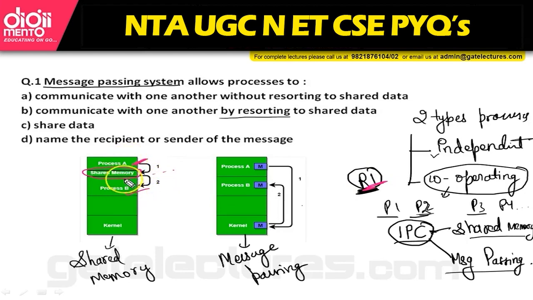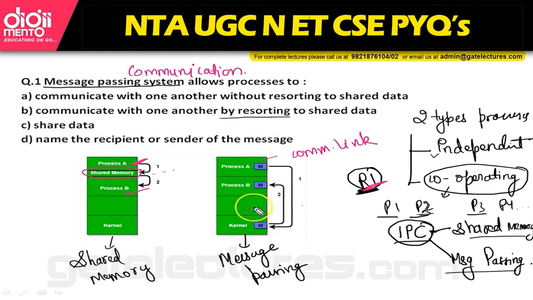So basically we are talking about the communication between the processes. That's the main key here. When processes A and B want to communicate with each other, they are using a shared memory over here, in which they dump the data which they want to share. In message passing it is totally opposite. They don't use any shared data. They communicate through a communication link.